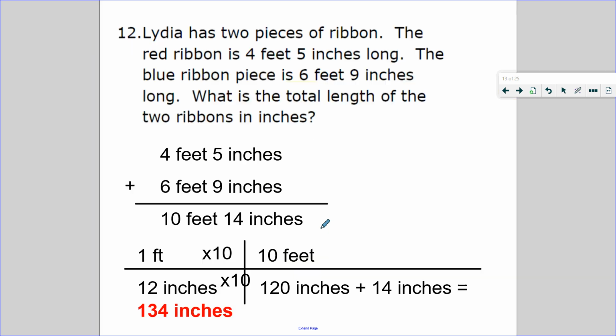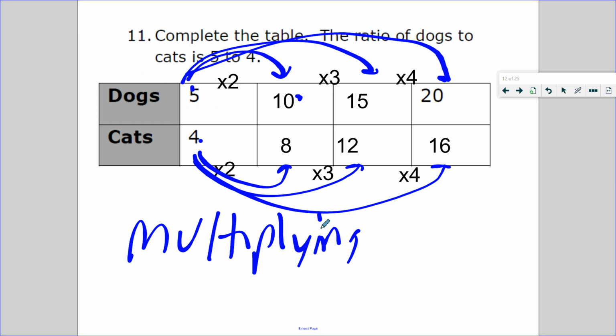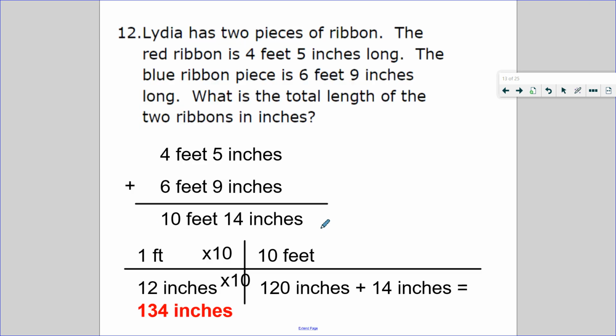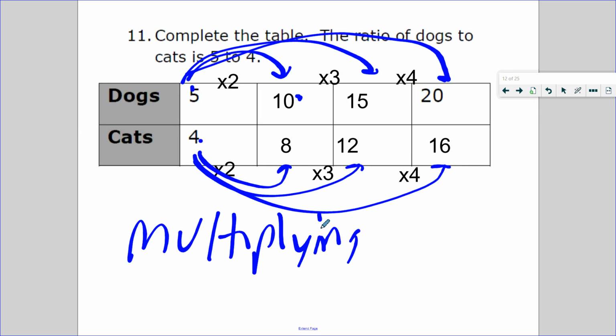Oh, here's our last question, number 12. Lydia has 2 pieces of string. The red ribbon is, I think it's only 1 through 11. I'm not sure if there's a number 12, but number 12 is right here. I don't think there is. I think the review only goes up to 1 through 11.